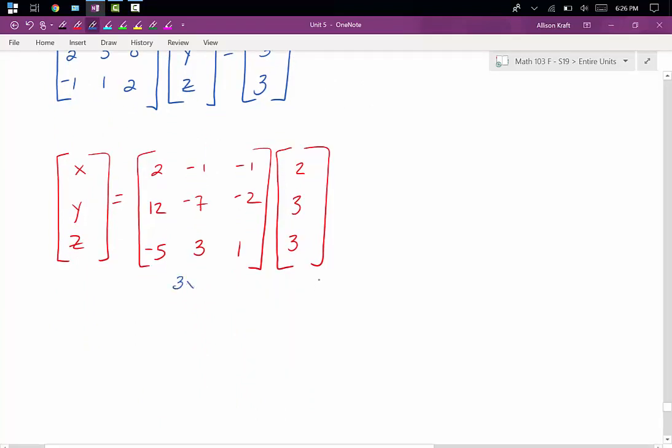Note that we have a 3 by 3 multiplied by a 3 by 1. Our middle numbers match, and our outside numbers tell us that our result will be a 3 by 1. Again, we should be anticipating a 3 by 1 since it's supposed to be equal to our variable matrix there.